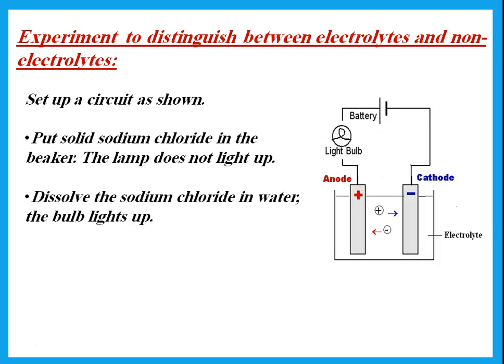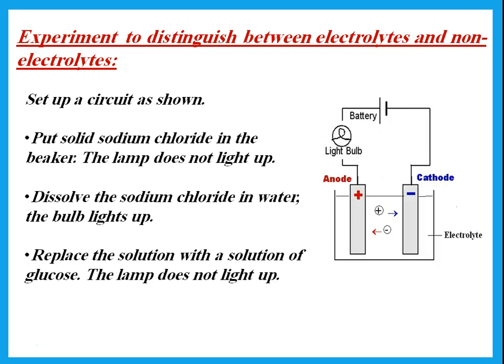Okay, what if I change what's in the beaker and I dissolve the sodium chloride in water? Now I have a solution of sodium chloride. We said when the ionic compound is in solution, the positive and negative ions will be free to move, and that means the bulb will light up. That means that solution conducts electricity, and that means it is an electrolyte.